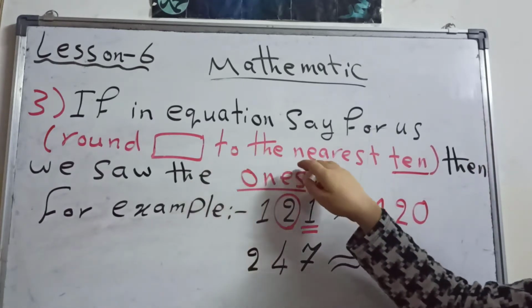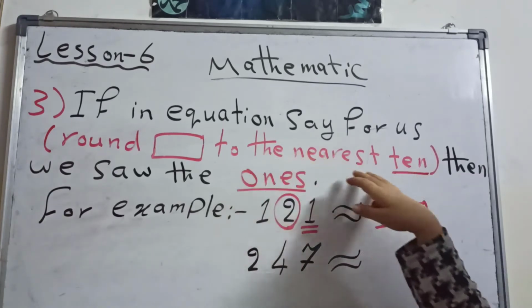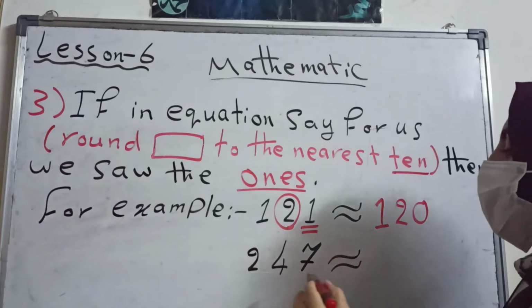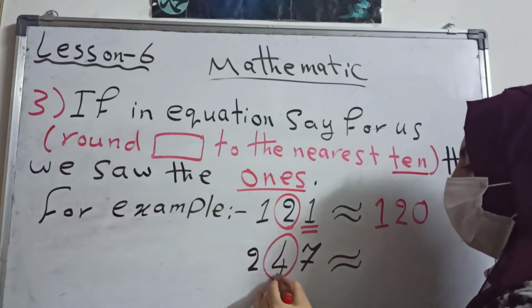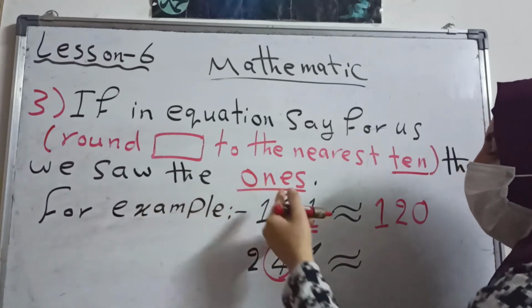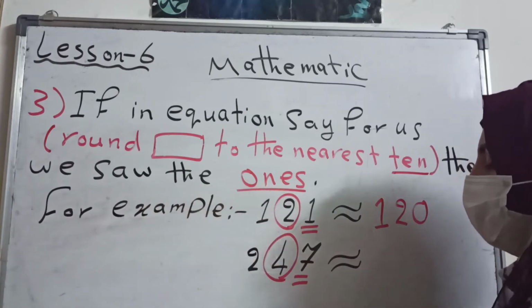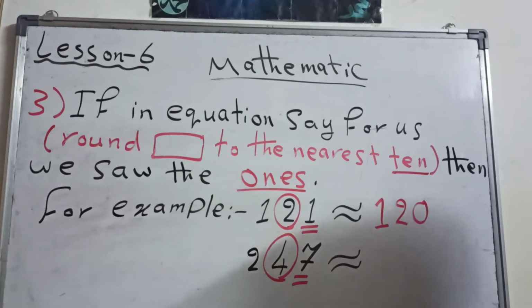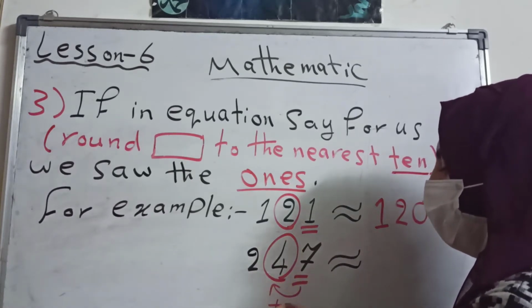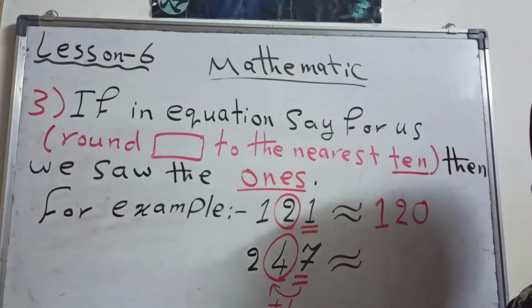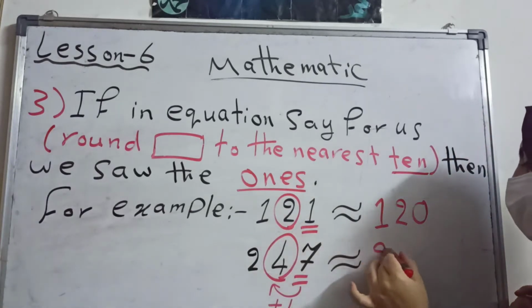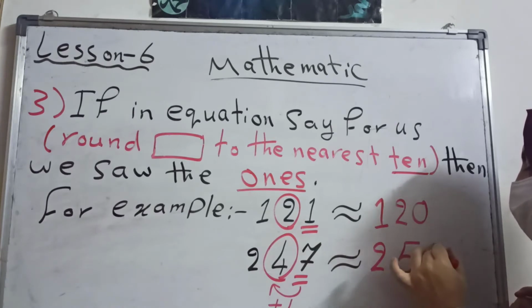Now we round the number 247 to the nearest 10. Then we look at the ones. We have 4 in the tens and 7 in the ones. It is greater than 5. Then we add 1 to this 4. Then it rounds to 250.